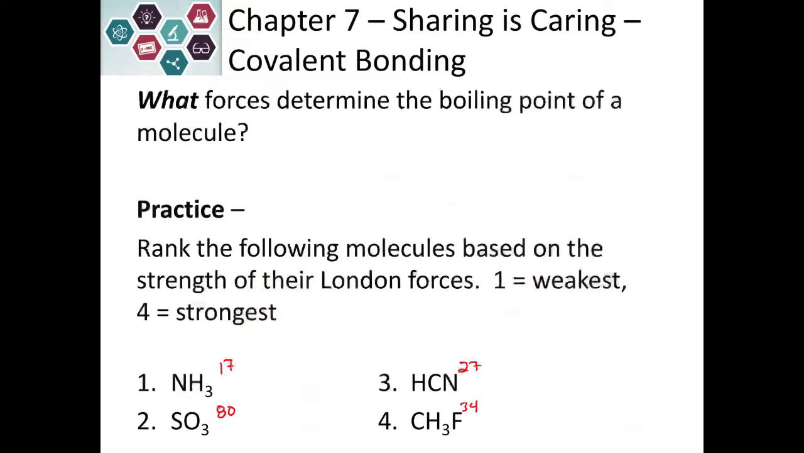All right, molecular weight then helps us determine the strength of London forces. London forces is just the surface area interaction between two molecules. The bigger the molecule, the bigger the surface area, the stronger the interaction. So we're going to rank weakest number 1, strongest number 4. So really we're looking at size. The weakest will be the smallest, so that is the NH3. The biggest will be the strongest, so that is SO3. Then if we look at our two middles, HCN would be number 2, CH3F would be number 3.